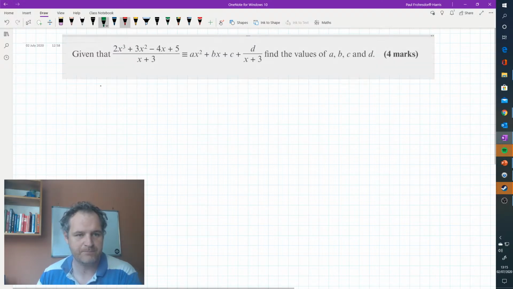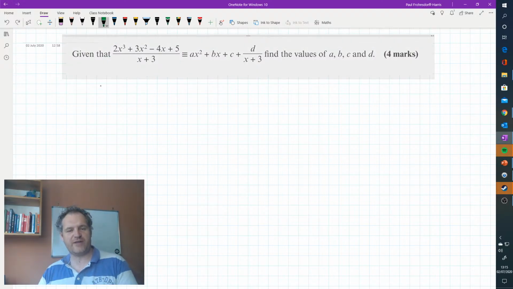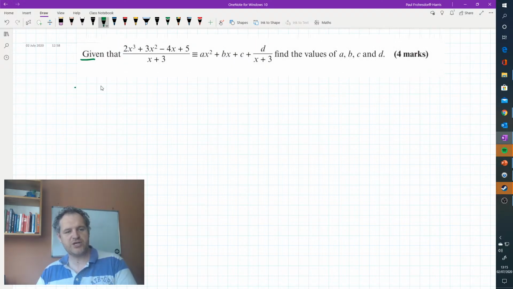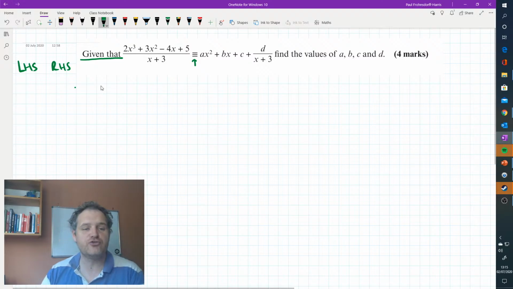The clue is that this itself is a division. So we're going to perform the division, and often when you see a question that says given that, and then there's an identity, you've got to use the left hand side to find the right hand side. I often use LHS and RHS to stand for left hand side and right hand side. So I'm going to do the division myself manually.